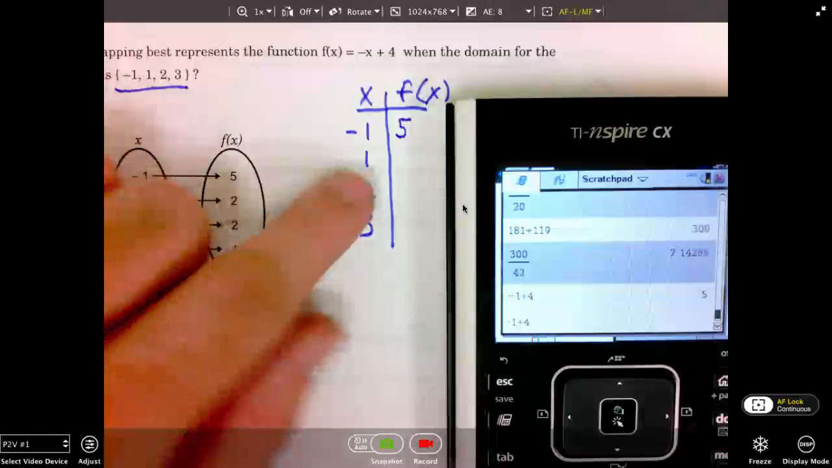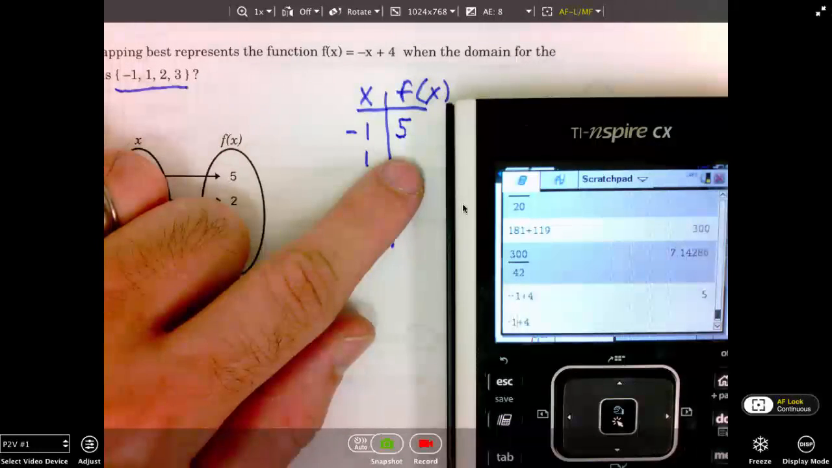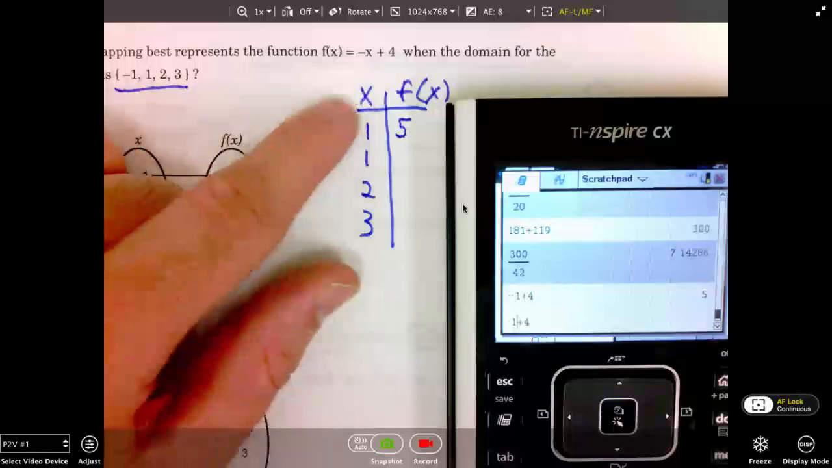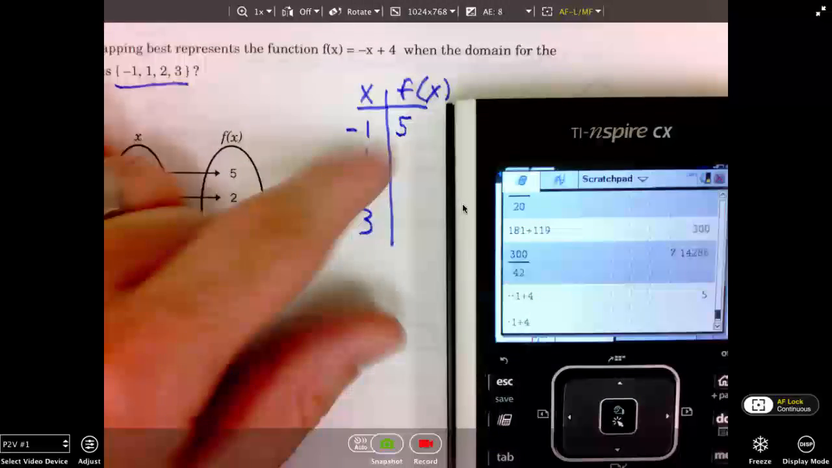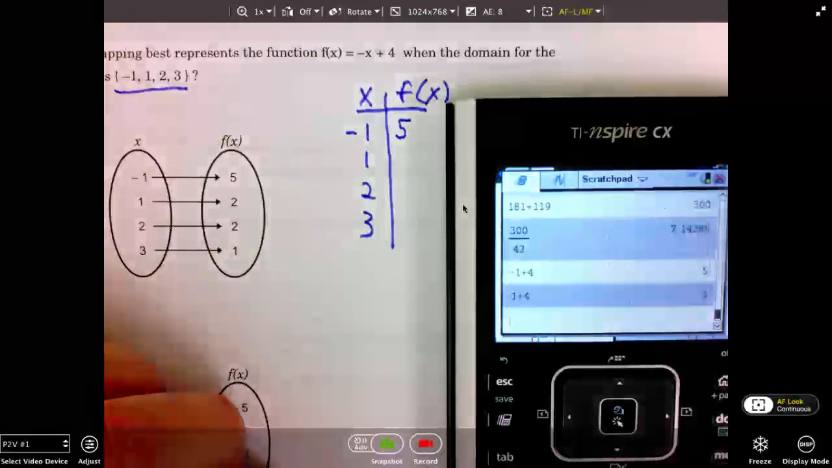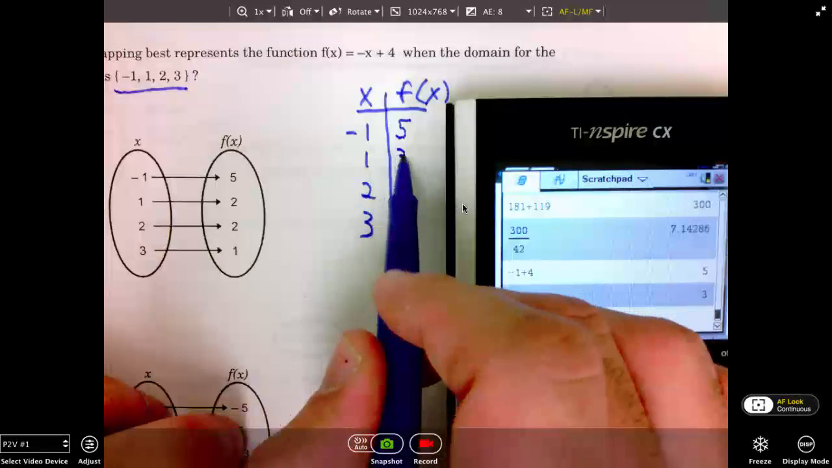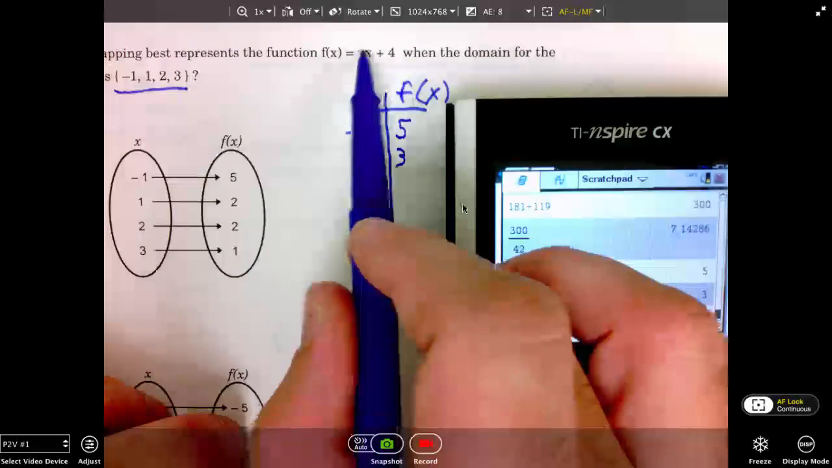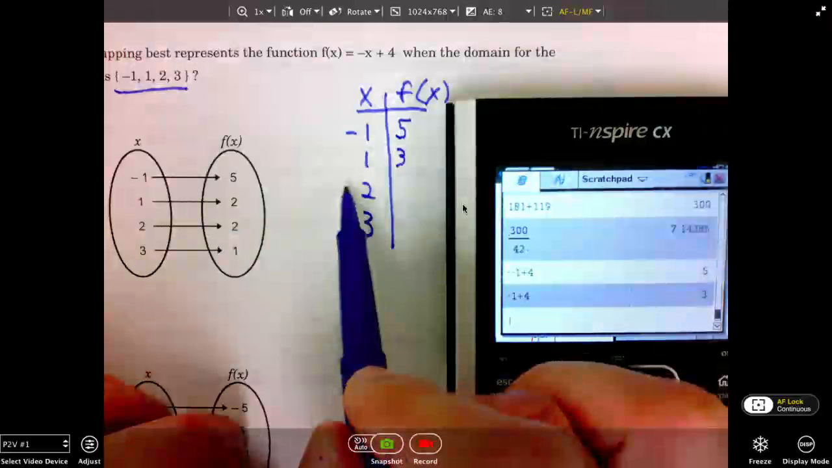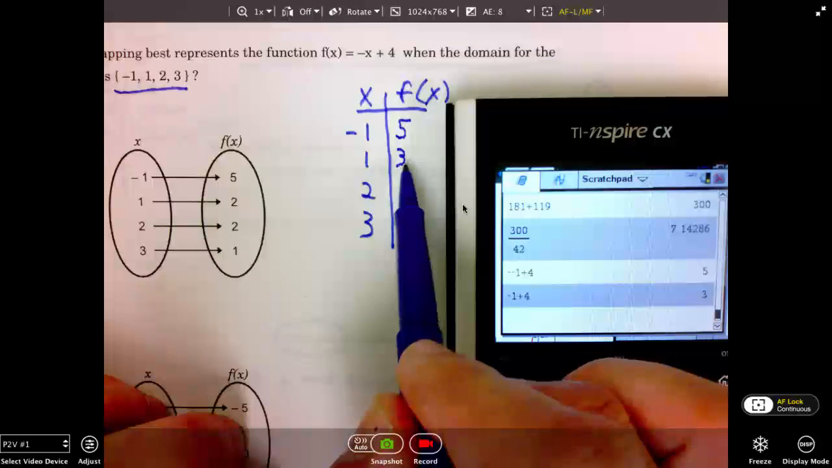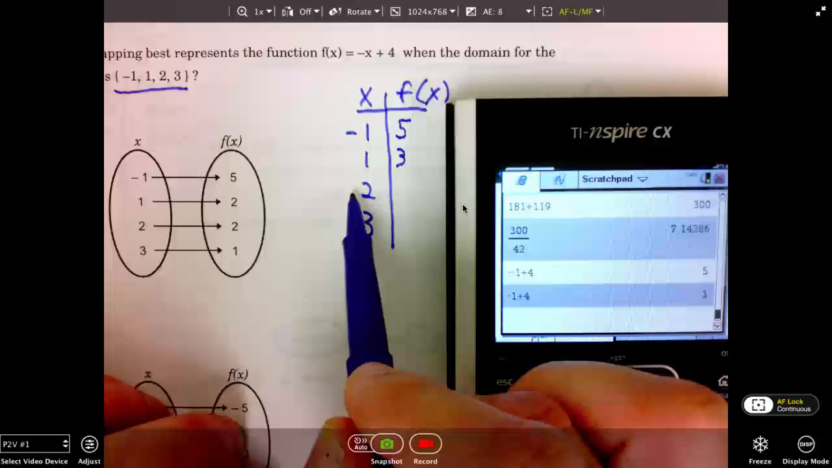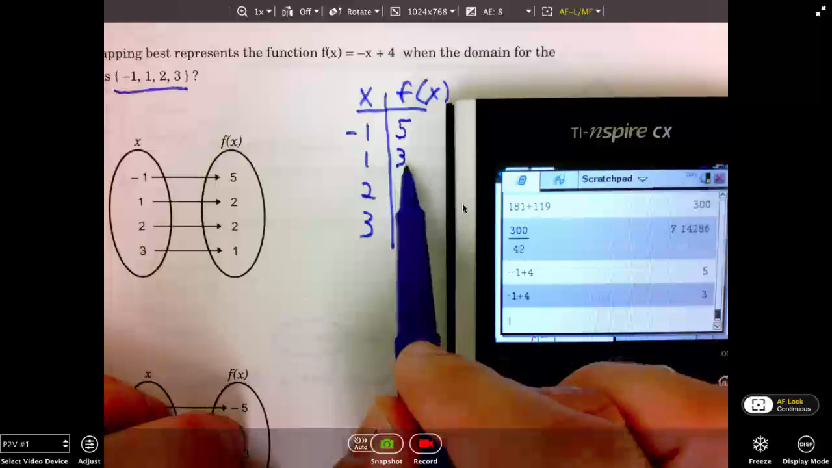I expect this to go down because we have a negative slope. When you have a negative slope, as x increases, y should decrease. 3. 1 pairs with 3. Hopefully you also see the slope here is negative 1. So each increase of 1 should be accompanied by a decrease. Each x increase of 1 should be accompanied by an f of x decrease of 1.